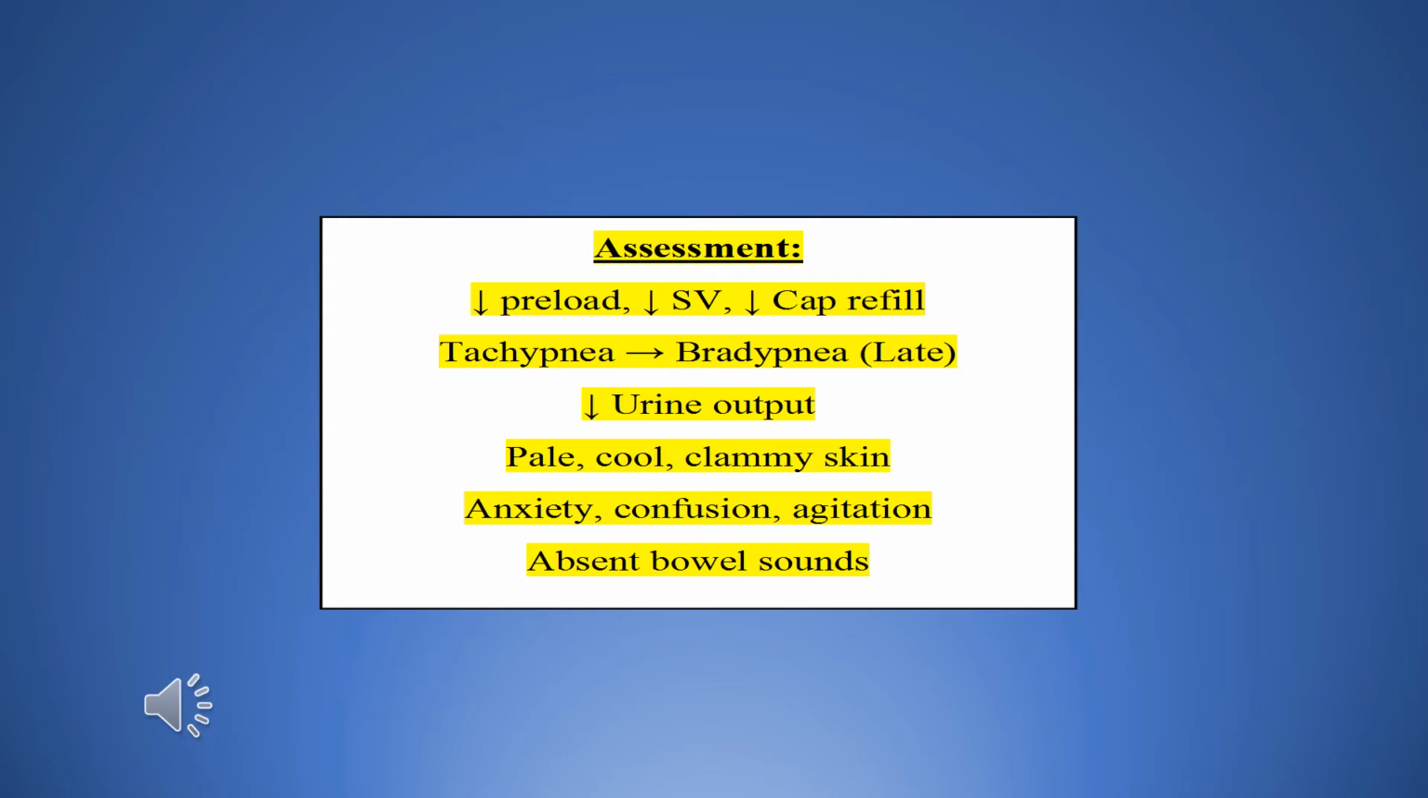Also, you will see a patient to be pale, and this is due to excessive blood loss. A patient may show confusion, agitation, and they can be very anxious. And this is due to the decreased cerebral perfusion. And lastly, they may have absent bowel sounds.